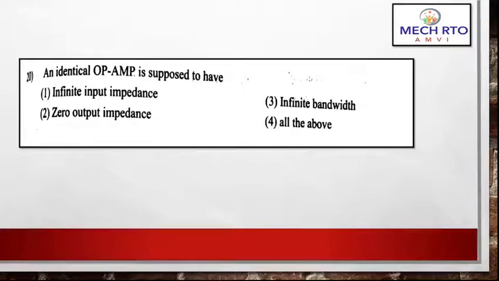Now moving on to the next question. 20th. An ideal op-amp is supposed to have infinite input impedance, infinite bandwidth, zero output impedance. So here the correct answer will be all of the above. An ideal op-amp is supposed to have these kinds of characteristics.